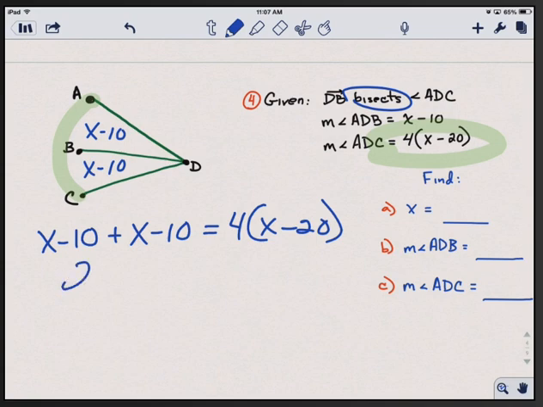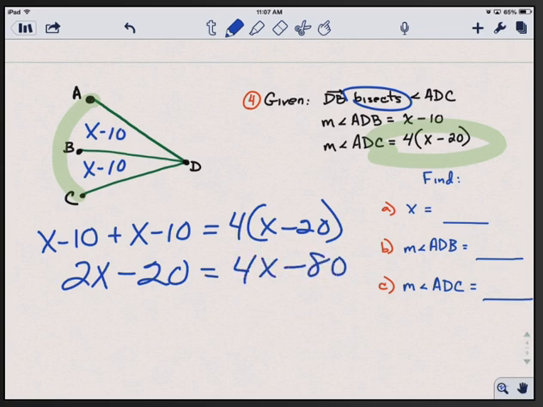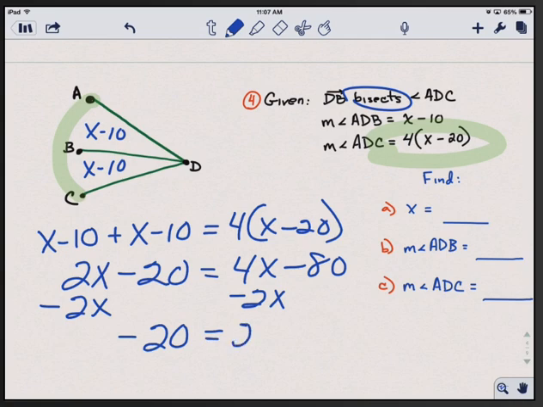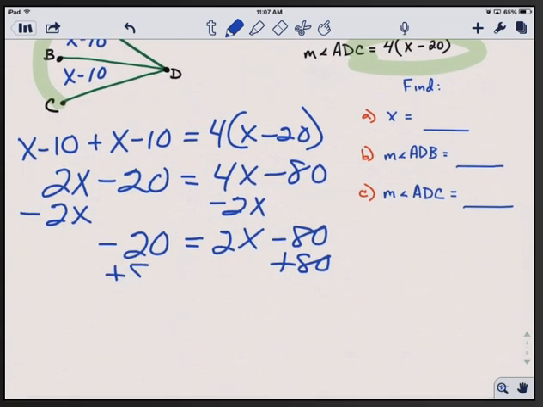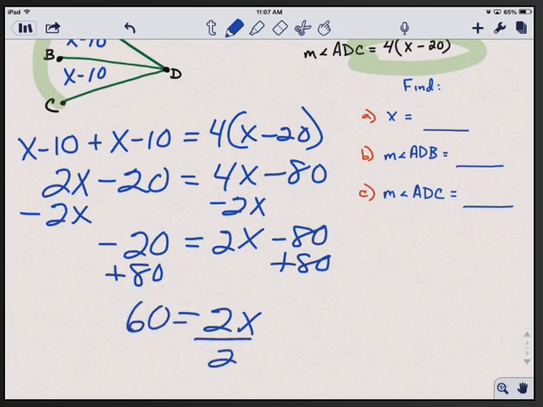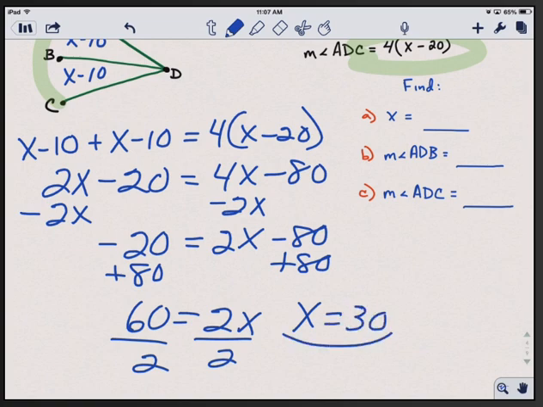X plus x is 2x, minus 10 is minus 20, equals 4x minus 80 when you use the distributive property. Subtracting 2x from each side gives us negative 20 equals 2x minus 80. Adding 80 to each side gives us 2x equals 60. You divide each side by 2, you get x equals 30. So that's the first answer.